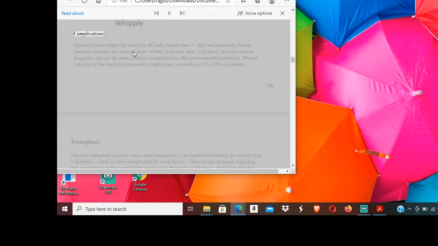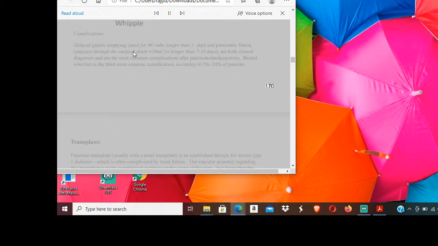Complications. Delayed gastric emptying, need for NG tube longer than 1 day, and pancreatic fistula, amylase through the surgical drain over 50 ml for longer than 7 to 10 days, are both clinical diagnoses and are the most common complications after pancreatoduodenectomy. Wound infection is the third most common complication, occurring in 5%-20% of patients.